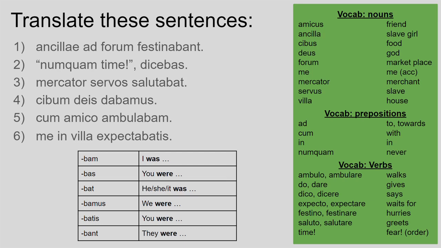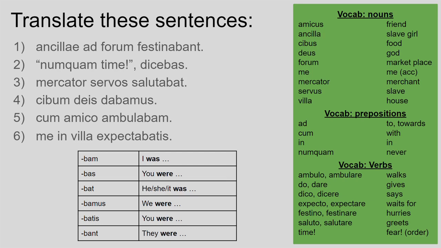So number 1, ancillae ad forum festinabant. The verb is at the end of the sentence, festinabant. The BA is telling me it's an imperfect verb, and the person ending, nt, means it's a third person plural, so they were doing something. From the vocab list, I can see festino, festinare means to hurry. So if I put all that together, I get they were hurrying.